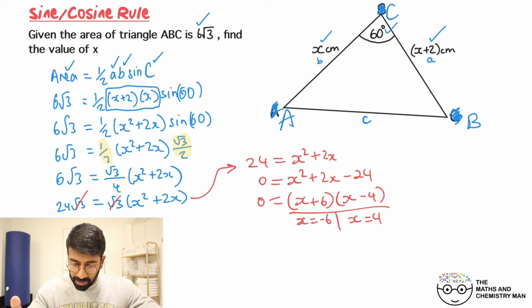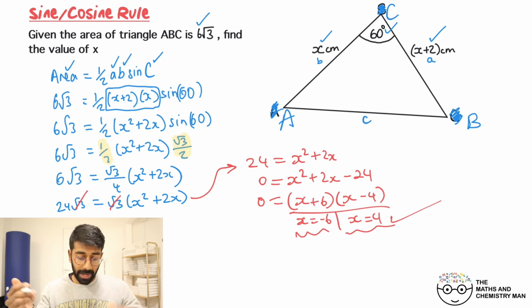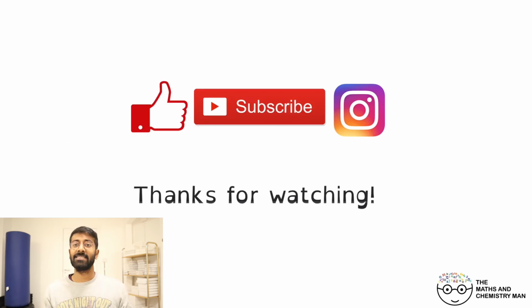Now, think about it. You've got two solutions here. Only one of them is actually going to work. That's going to be the positive one, 4. Why? Because what does x represent? x represents a side on a triangle. You're not going to get a ruler and measure this and say it's minus 6, are you, right? So clearly, this has to be 4. So what we can do is put a cross through this one and just say 4 is our final answer there. Perfect.